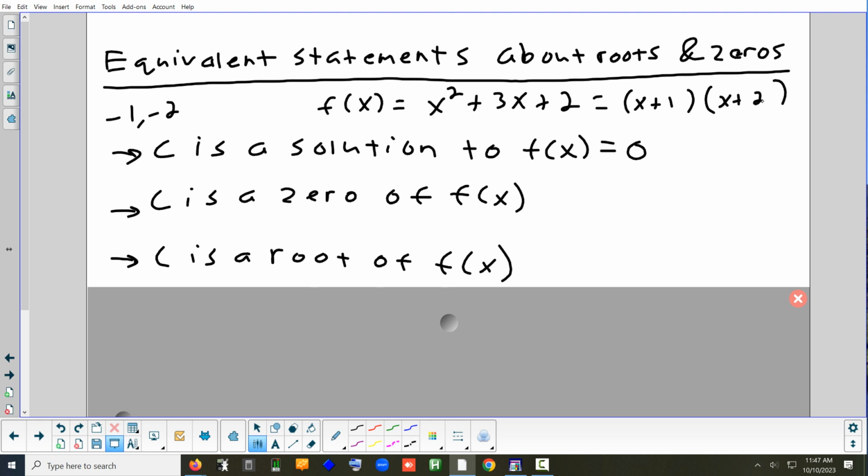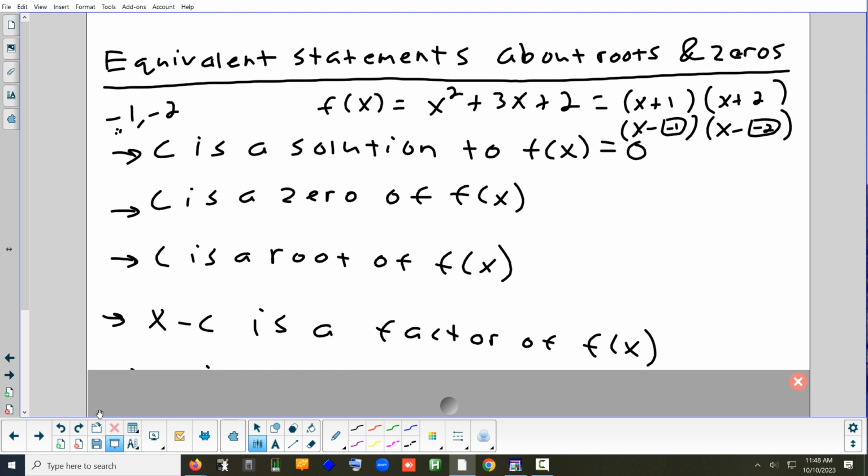Now, I normally wouldn't do this. That's perfect. But I want you to see something: x minus -1, x minus -2. So the connection between the roots and the factoring is that if you know something is a root, then x minus that number is the factor. That's the connection. If c is a root, then x minus that number is a factor.